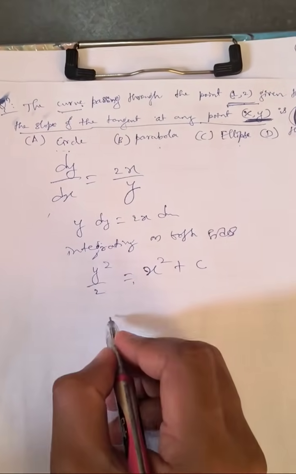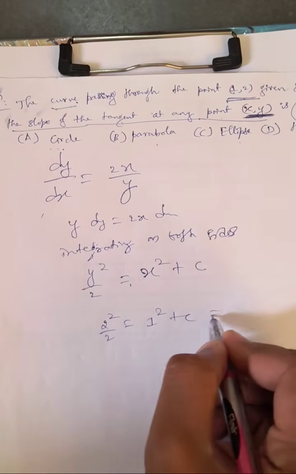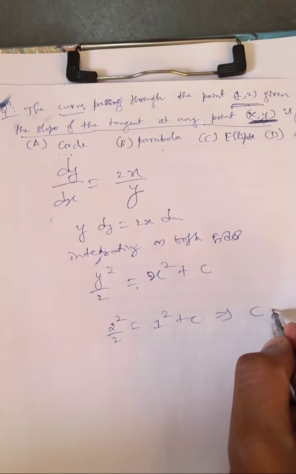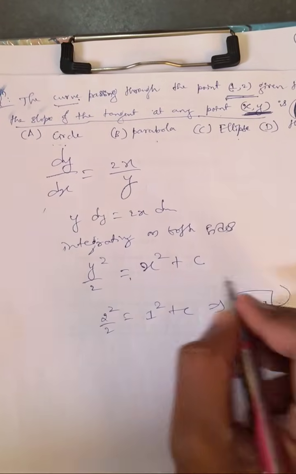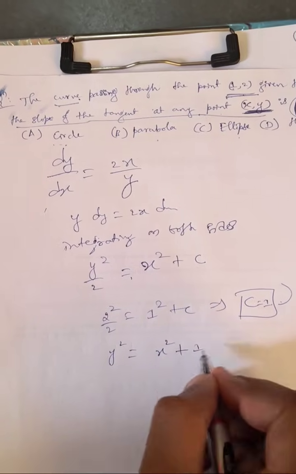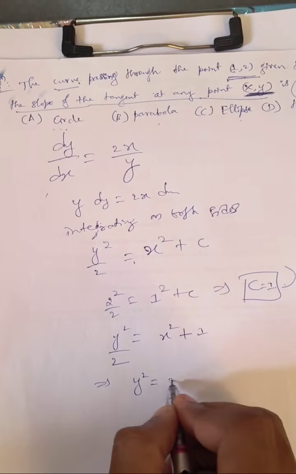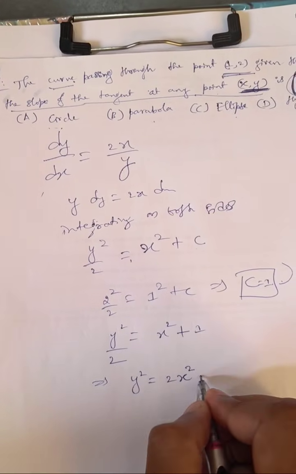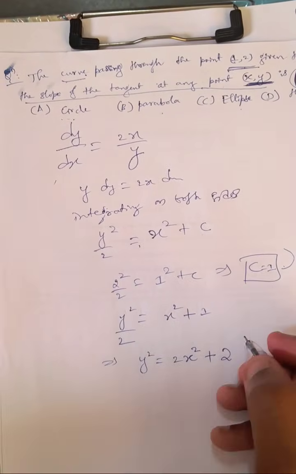They have given that this curve is passing through the point (1, 2). Substitute that point here. So what will you get? 2 square divided by 2 is equal to 1 square plus c. This implies c equals 1. Now substitute this value of c into this equation. Y square by 2 is equal to x square plus 1. So y square becomes 2x square plus 2.